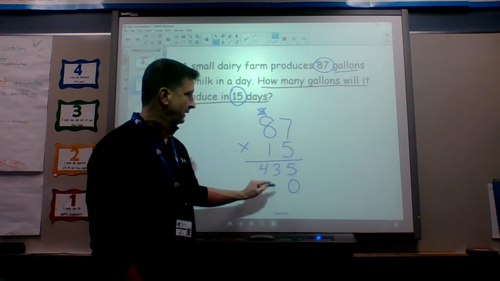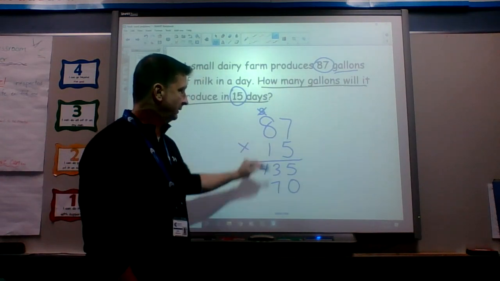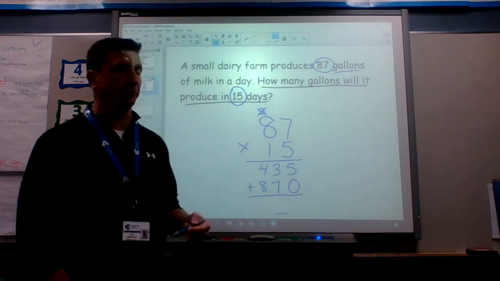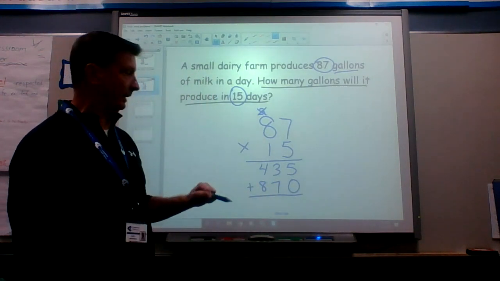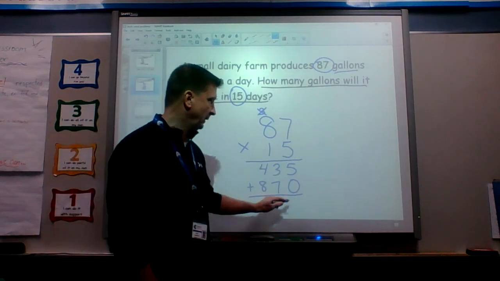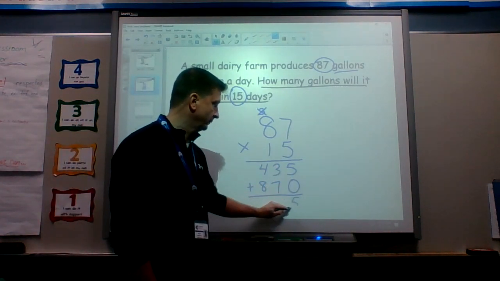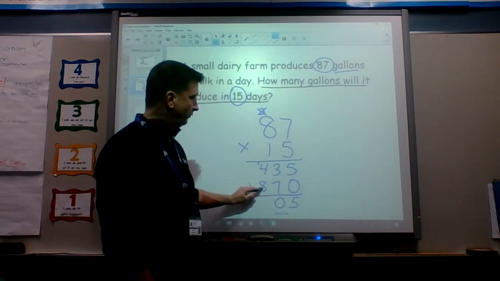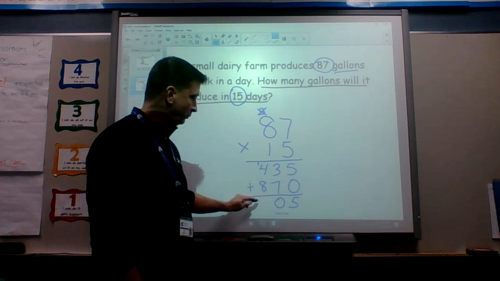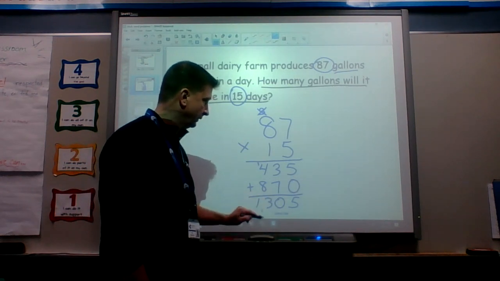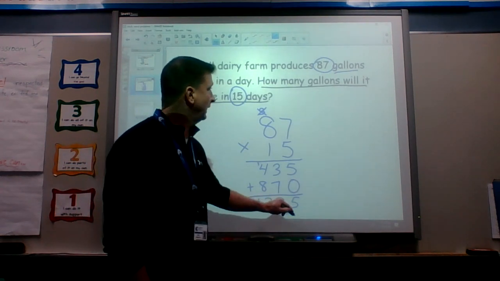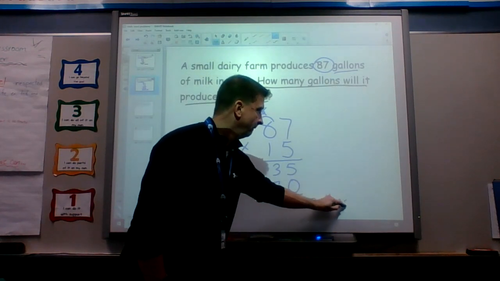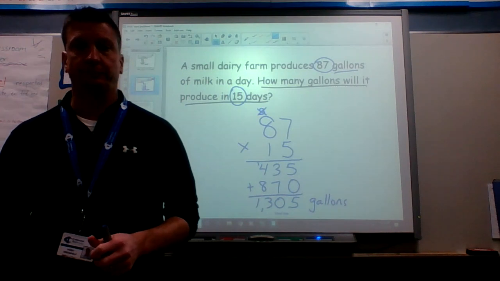So I have 1 times 7, which is 7, 1 times 8, which is 8. Now I can add my 2 partial products to figure out how many gallons I would have in that 15-day span. 5 plus 0, 7 plus 3 is 10. 4 plus 8 is 12, and 1 more makes 13 for 1,305 gallons in that 15-day span.